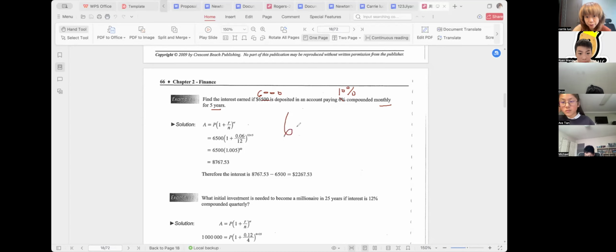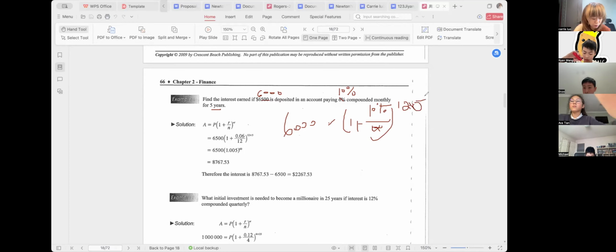Okay, so 6,000 times 1 plus 10% divided by 12. And I know it's horrible. And the power is what? 12 times 5. Correct? Okay, so a lot of students are going to be saying, 老师, the calculation is going to be horrible.